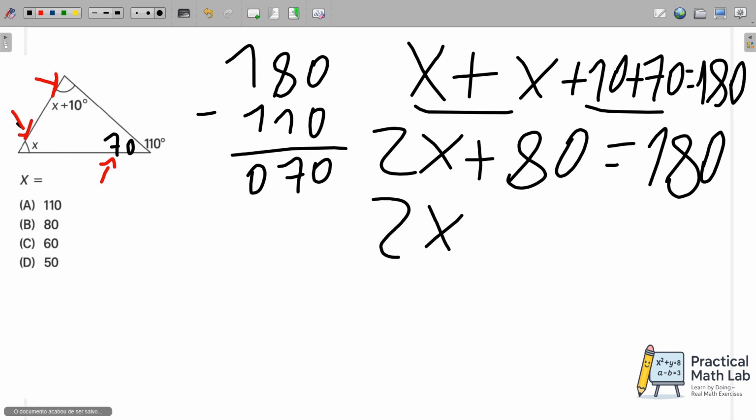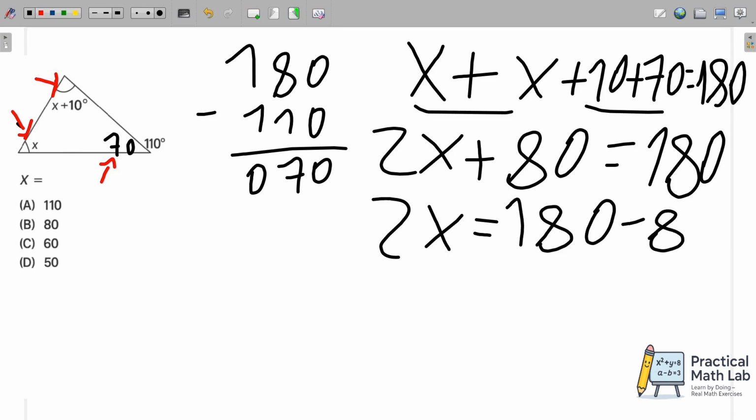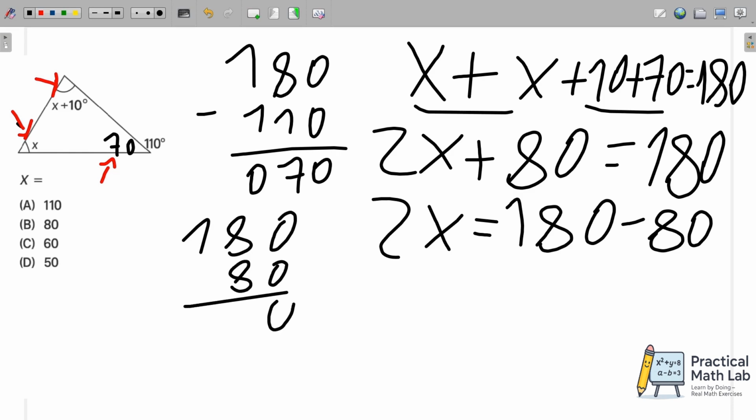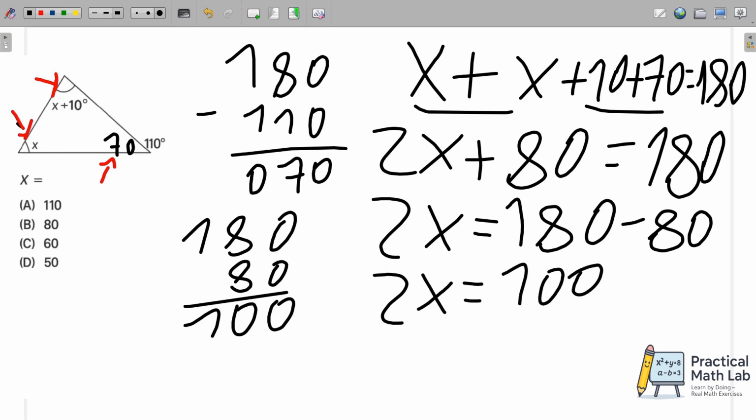Let's move it to the other side. Plus 80 becomes minus, so it will be equal to 180 minus 80. 180 minus 80, 0 minus 0 is 0, 8 minus 8 is 0, carry down the 1. So we have 2x equals 100. Here, there's a multiplication happening, so let's move it to the other side as a division. So it becomes x equals 100 divided by 2.